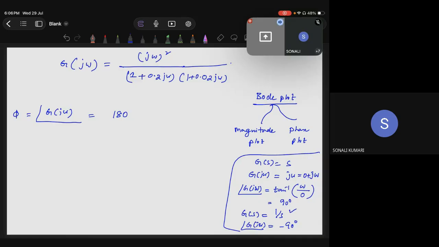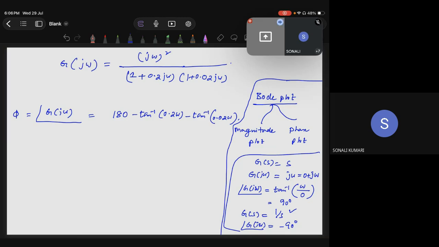You have two poles, but they are not s, they are something else. So that will be tan inverse of 0.2 omega minus tan inverse of 0.02 omega. Is this clear? Any doubt?